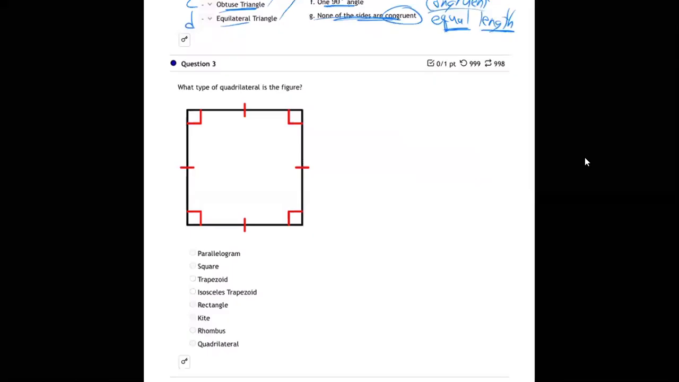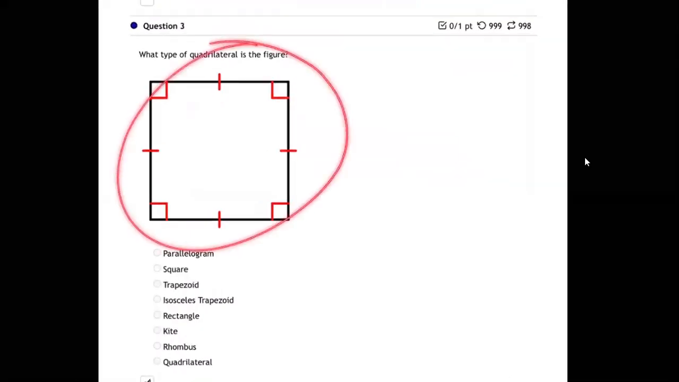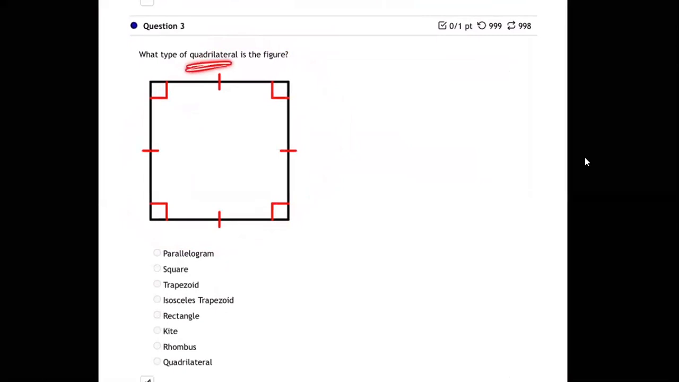Okay, so question number 3. What type of quadrilateral is this? Now, it's going to randomize the question. Each of us is going to have a different question. So what type of quadrilateral is it?